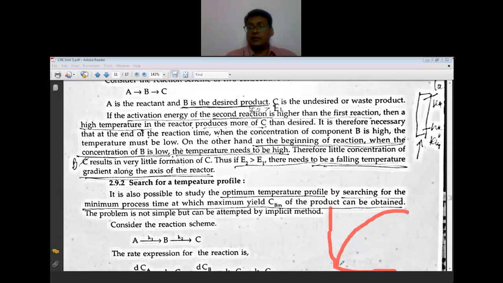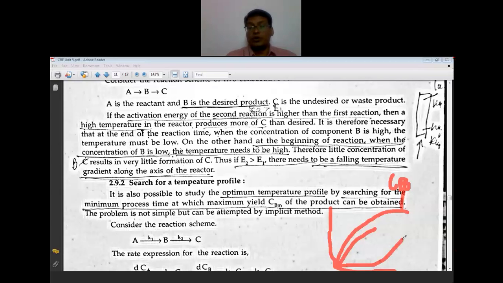And if the higher temperature, this is CB, the concentration of B. And depending on the temperature, the concentration of C is going to vary. If it's a higher temperature, then C will have this graph. If I reduce the temperature, then I can delay this production of C.